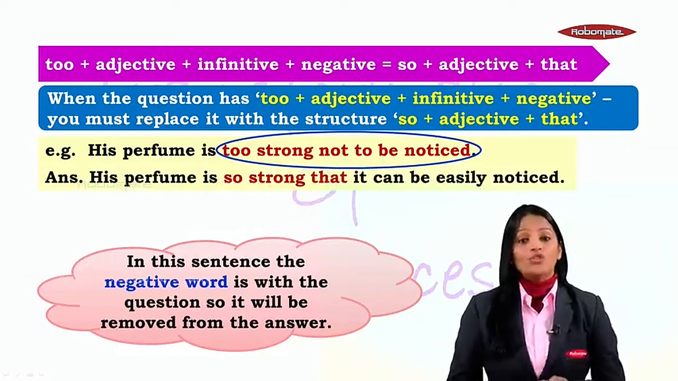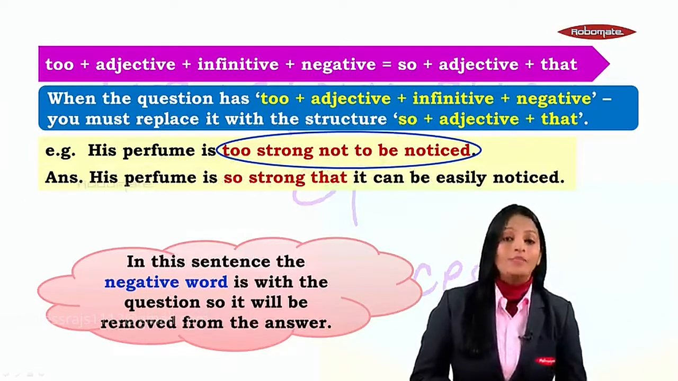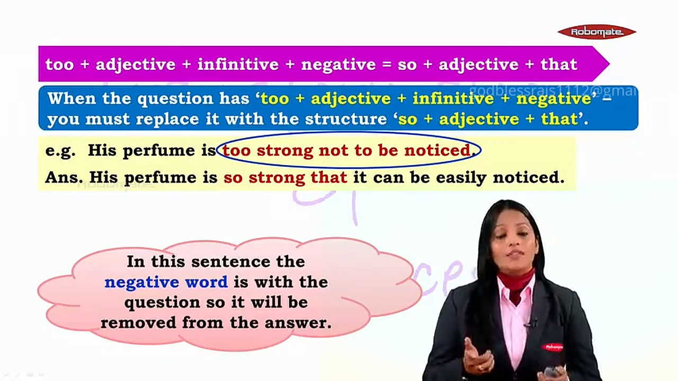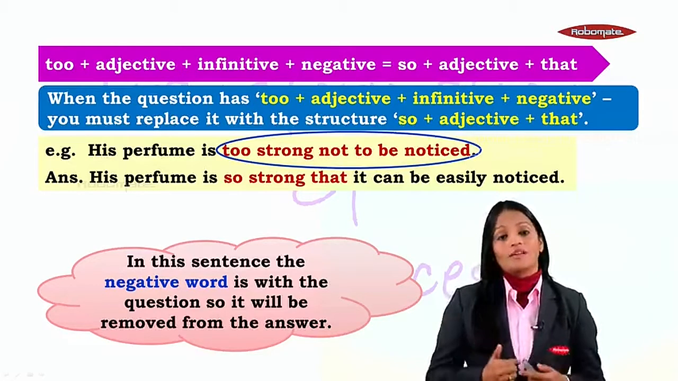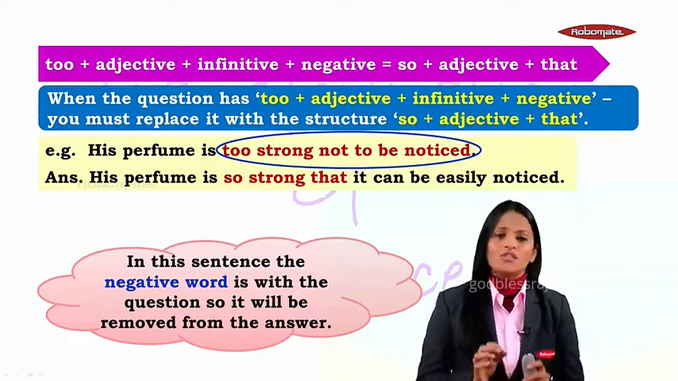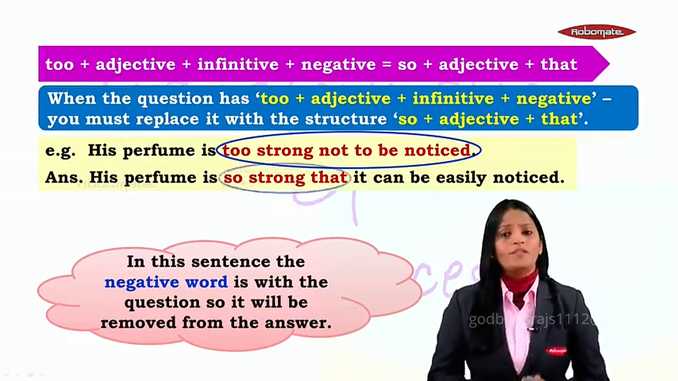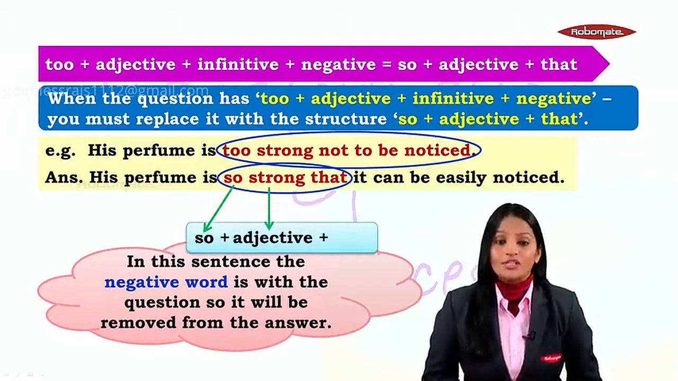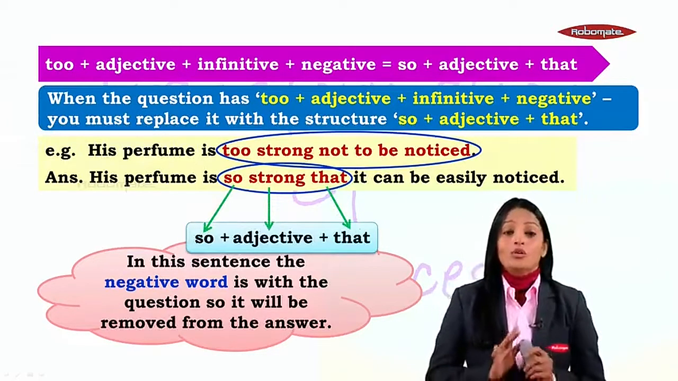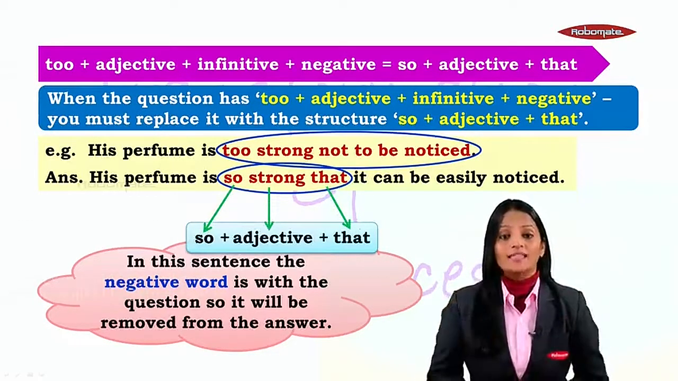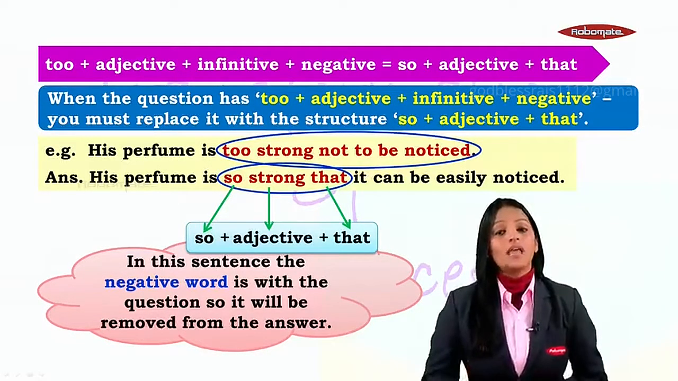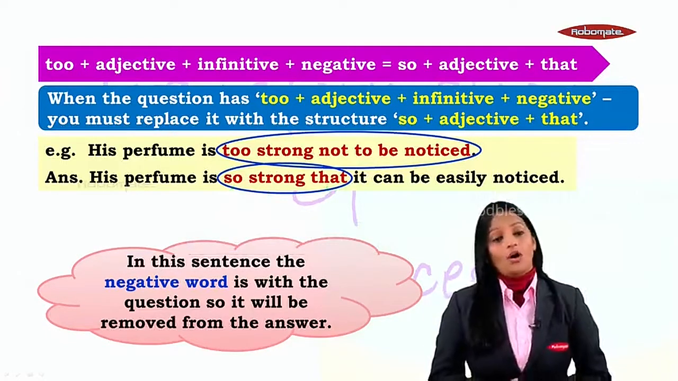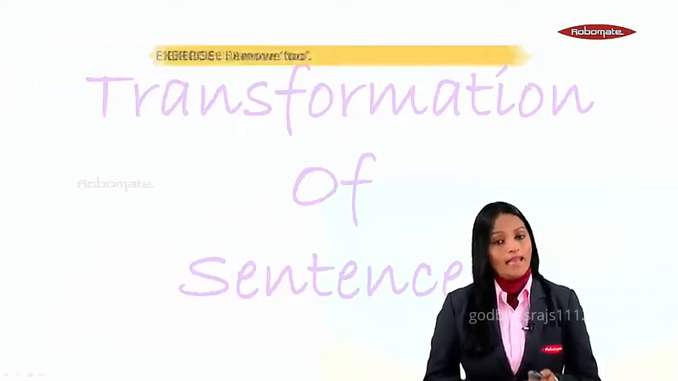So let's take the answer. His perfume is so strong that it can be easily noticed. Here the negative has gone, and instead of that we are saying "can be", so it becomes affirmative. The "easily" word is just an addition. What have we done here? So strong that, that means so plus adjective plus that. Okay, no negative here because the question has the negative. So this is how simple it is, students. Remember the three formulae or the three methods given to you here.